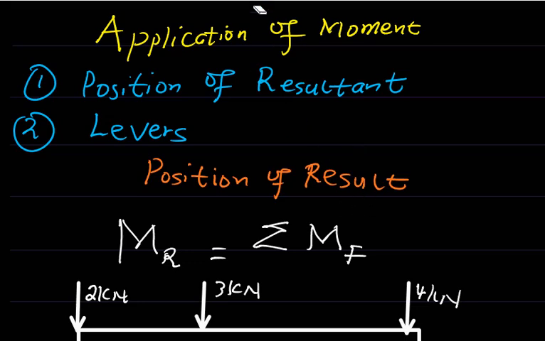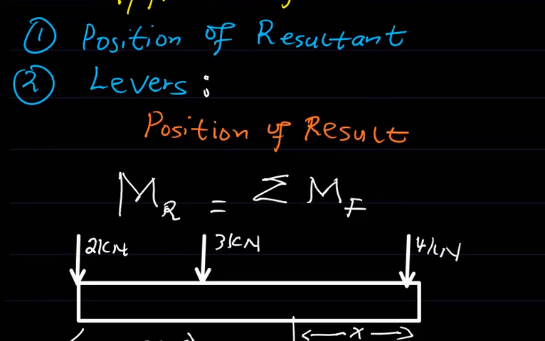In this video, we are going to be looking at the application of moment of a force. There are basically two applications of moment of a force. We use moment to find the position of the resultant of a system of forces. Then we also apply moment in levers. So let's look at the position of the resultant. How can we use moment to find the position of the resultant?